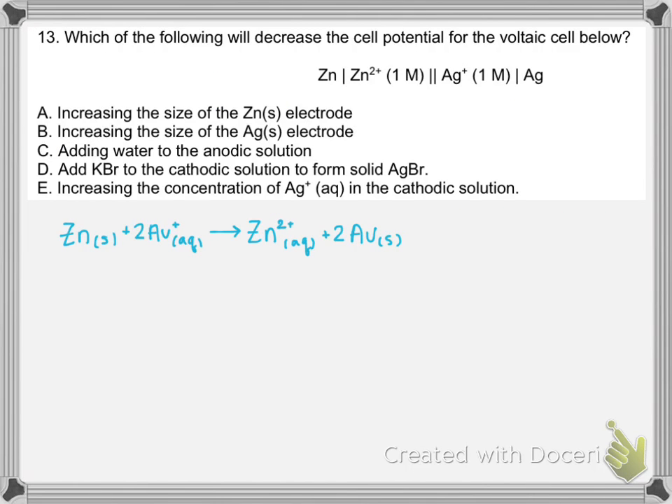In number 13, they're asking us which of the following will decrease the cell potential for the following voltaic cell. And this is written in the simplified notation, which goes alphabetically. So this first portion will be what's going on at the anode, and this portion will be what's going on at the cathode. So I know that the zinc is being oxidized and the silver's being reduced. And I'm realizing now I accidentally wrote in gold.